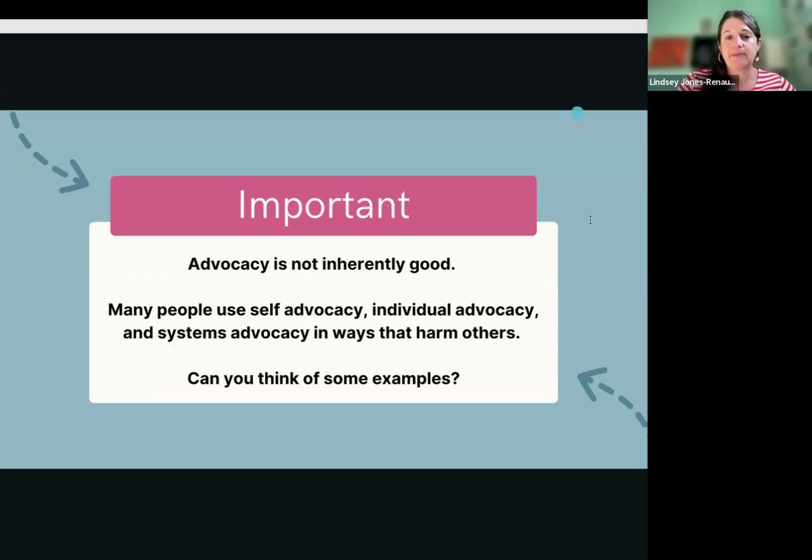And Sharana put some examples in the chat. These are all examples for good, I think. So of self-advocacy, Sharana said a student with a disability speaking to their teacher to ask for extra time on an exam. Yes, that's an example of self-advocacy for good. Students with disabilities often need extra time.